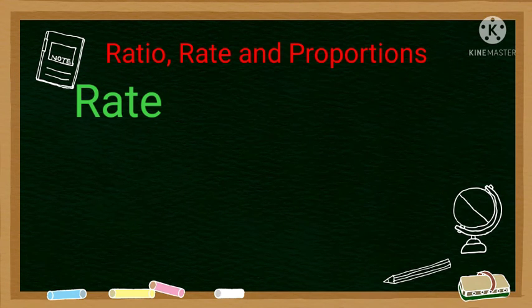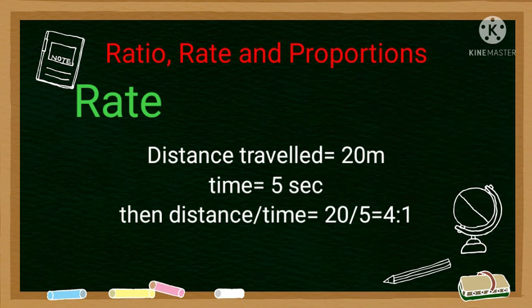For example, if I take my car and move a distance of 20 meters in 5 seconds, then the ratio of distance traveled to time taken is 20 over 5, that is 4 over 1, and means that I traveled 4 meters every 1 second. And this ratio is called a rate.